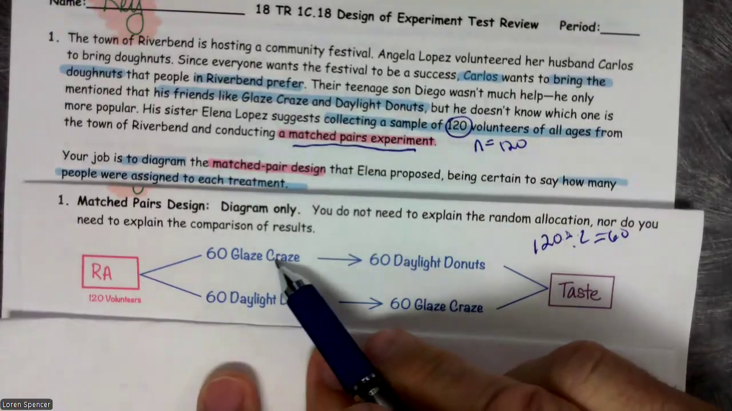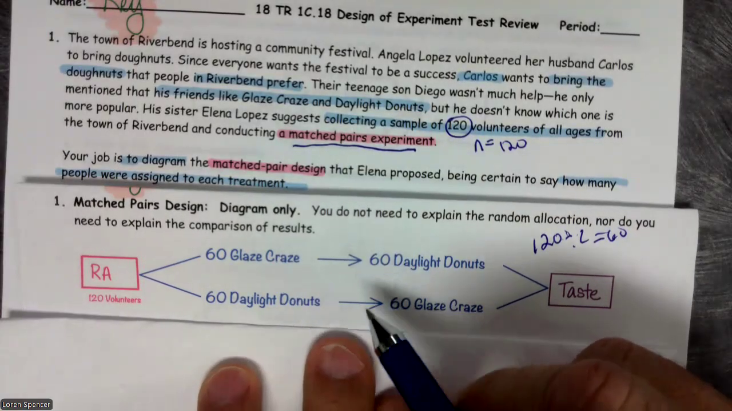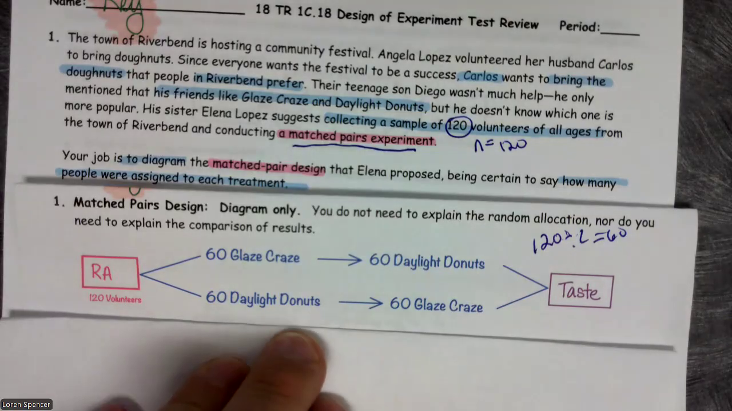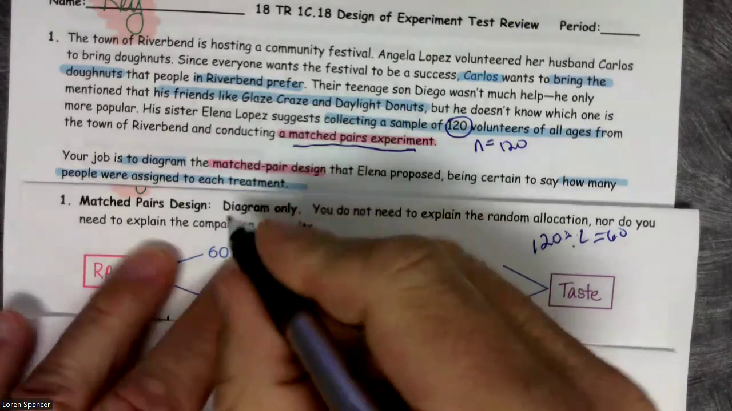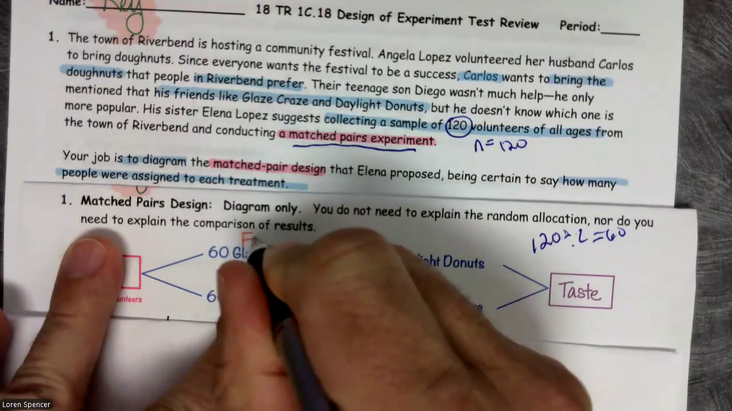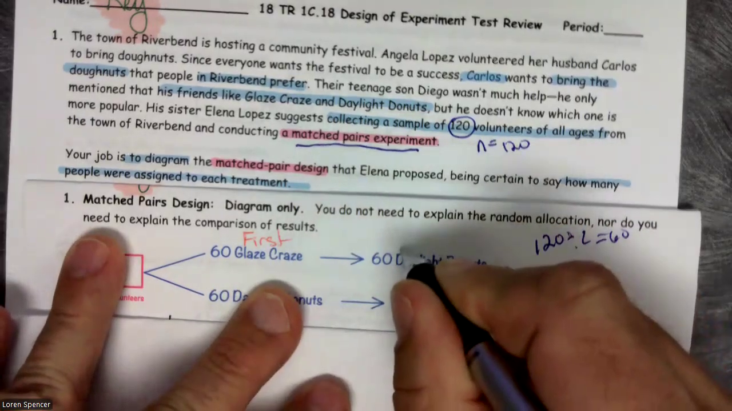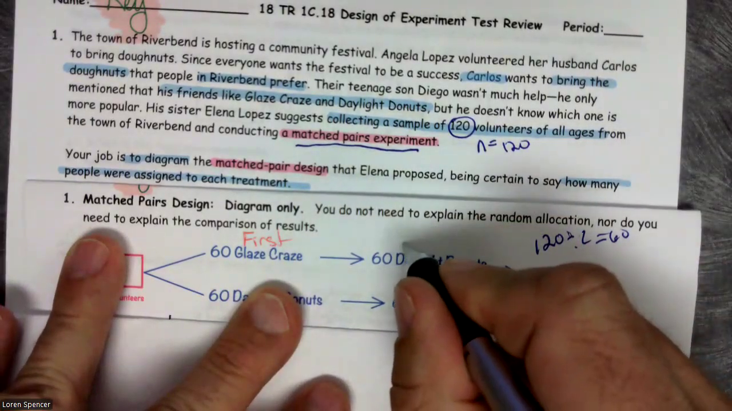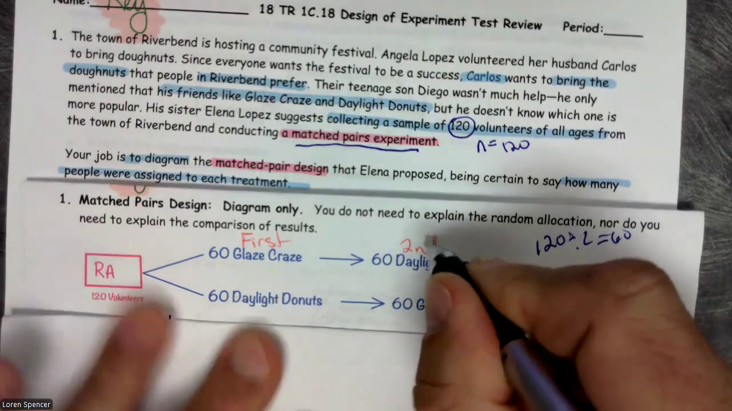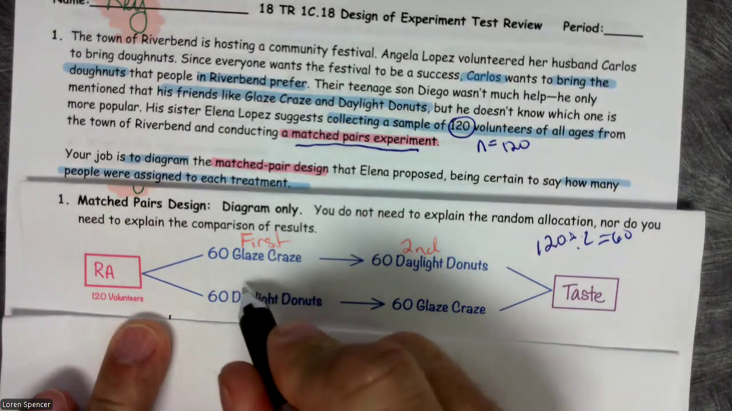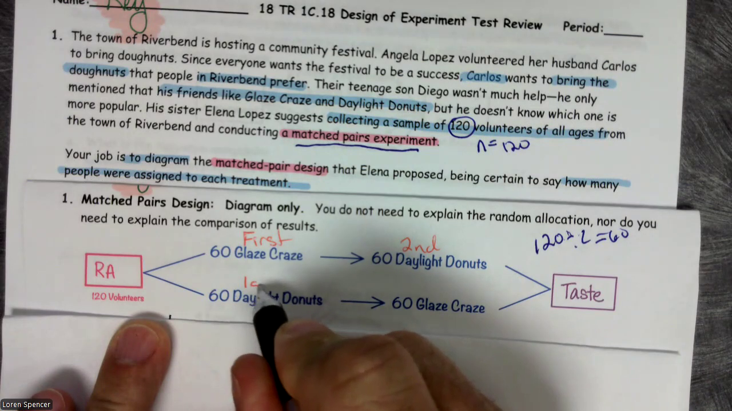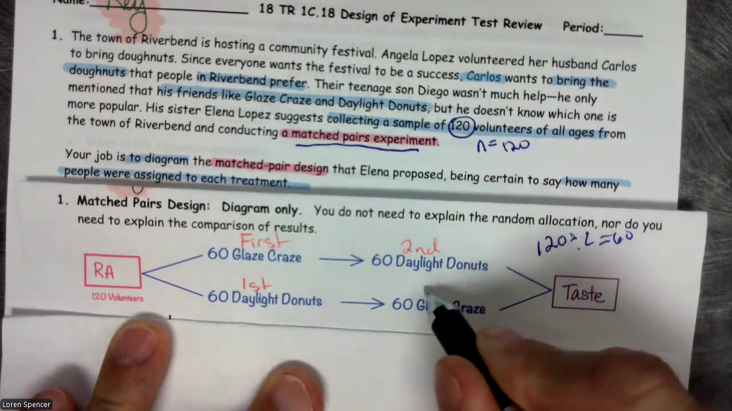So 60 went to Glaze Craze. They had that first. So they had Glaze Craze first. And then they followed up with the second donut, which was Daylight Donuts. On the other hand, the other 60 had Daylight Donuts first and Glaze Craze second.